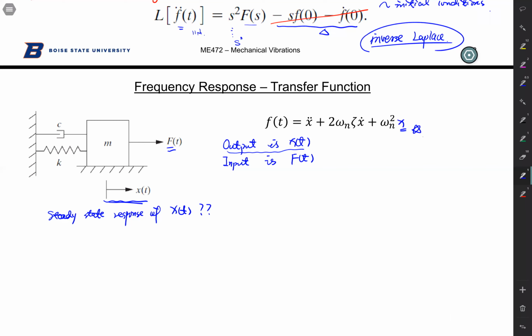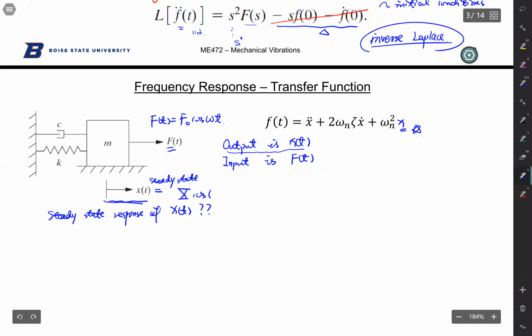So let's assume your f(t) is f naught cosine omega t. Then we know that at steady state, your response will be big X cosine omega t plus theta. I'm using plus here because MATLAB prefers plus. So that means your steady state is something like this, and then you just need to find out your amplitude and your theta, right? Then how to find your big X and theta?